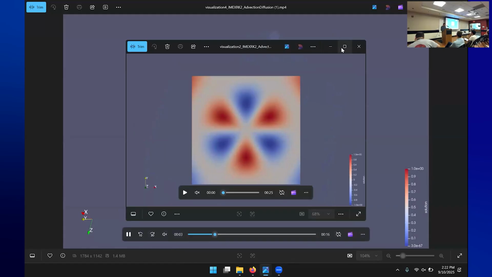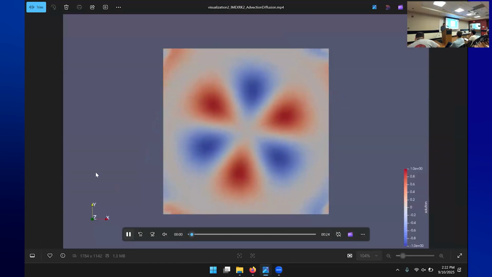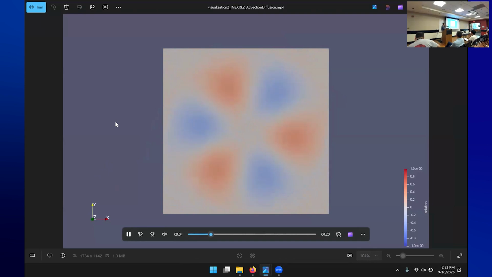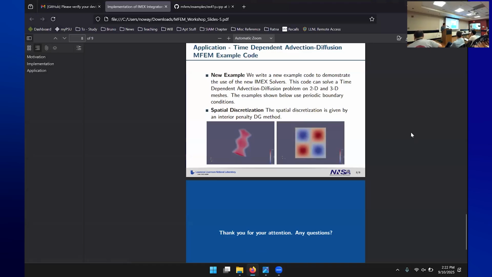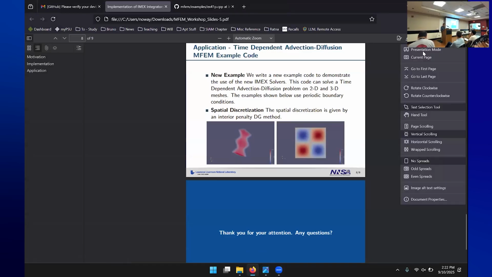And then right here. And these are actually similar to the examples shown in the DG advection example. I think it's like example 9, right? But now we have this added diffusion as well. Okay. And so those are what's been implemented so far.